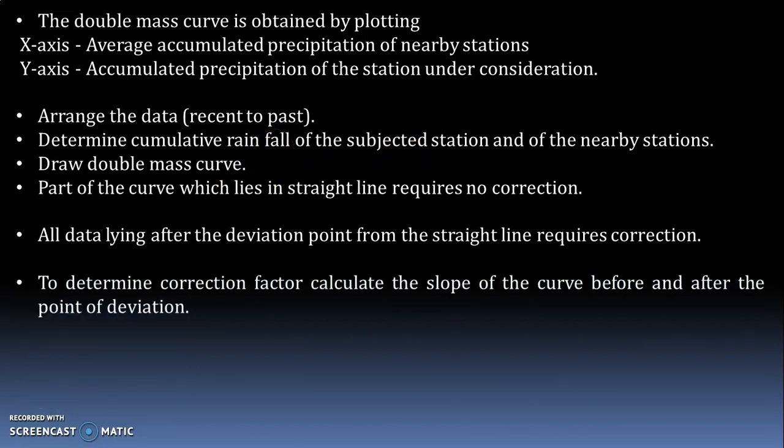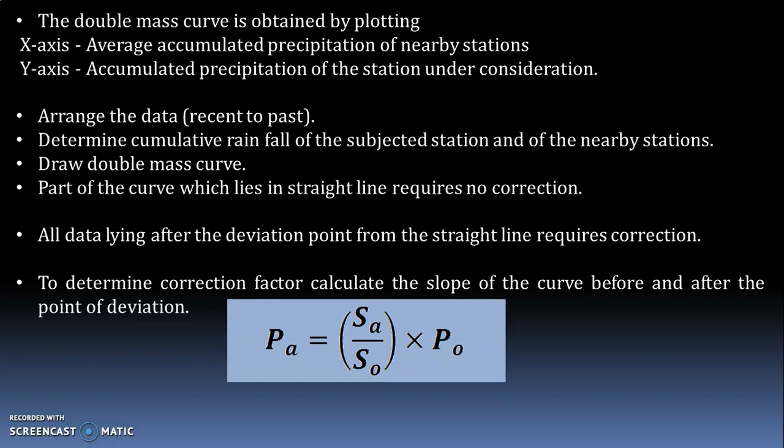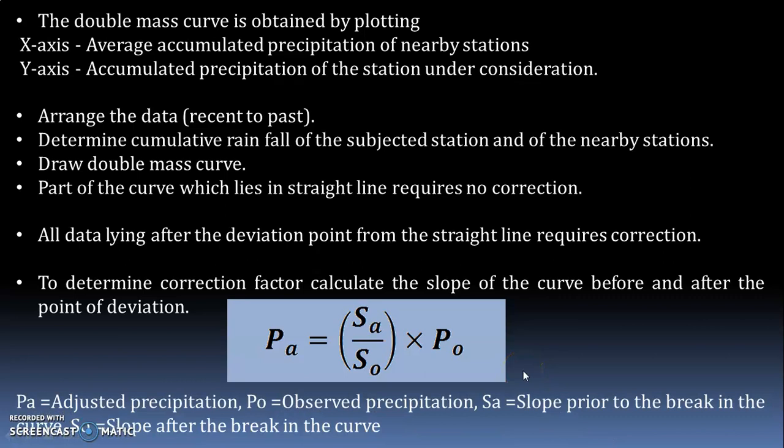To determine the correction factor, calculate the slope of the curve before and after the point of deviation. So this is the formula to find that correction factor. Finally, you have to find the corrected value, which is given by Pa = (Sa / S0) × P0, where Pa is the adjusted precipitation, P0 is the observed precipitation, Sa is the slope prior to the break in the curve, and S0 is the slope after the break in the curve.